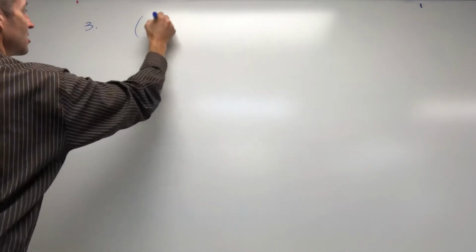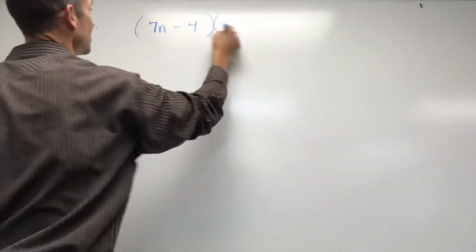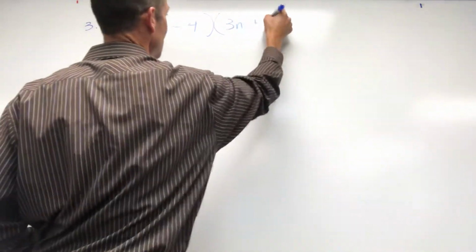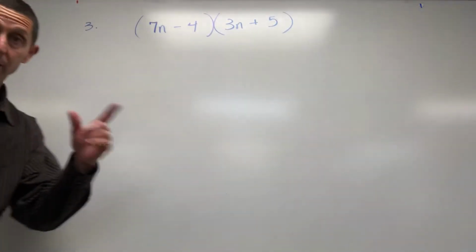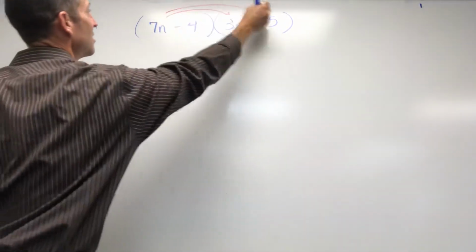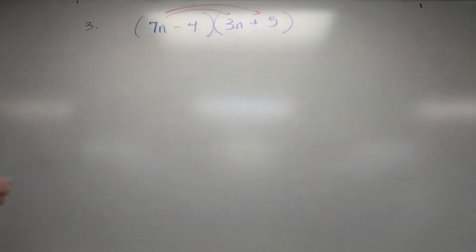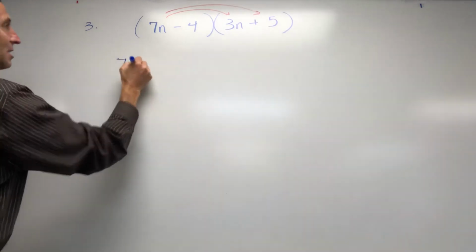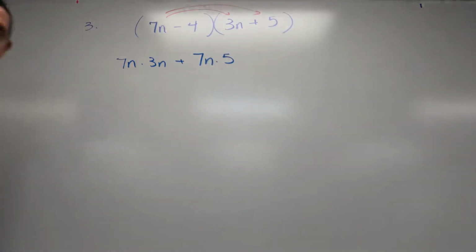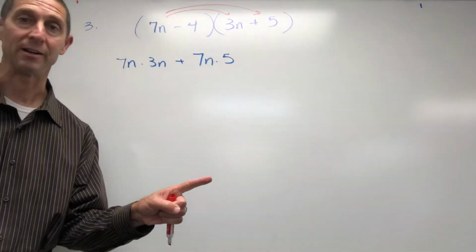All right, 1, 2, 3. A little double distribute. 7n minus 4 and 3n plus 5. Okay, double distribute. Here we go. This 7n hits both of those. So you have 7n times 3n, 7n times 5. That's distributing it one time.